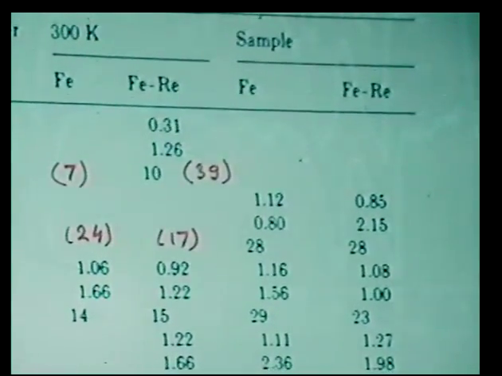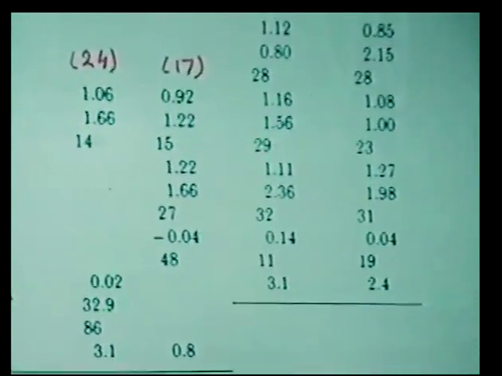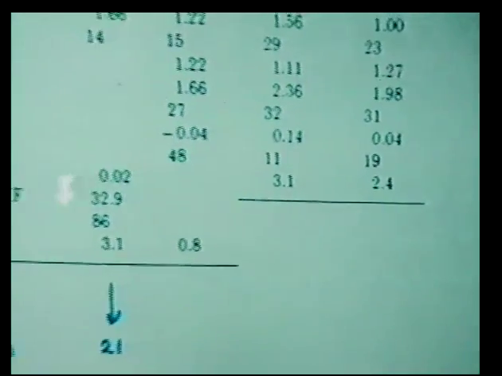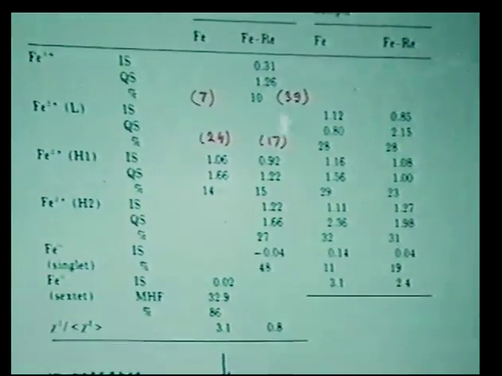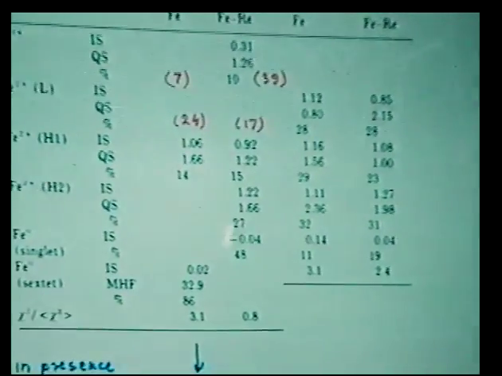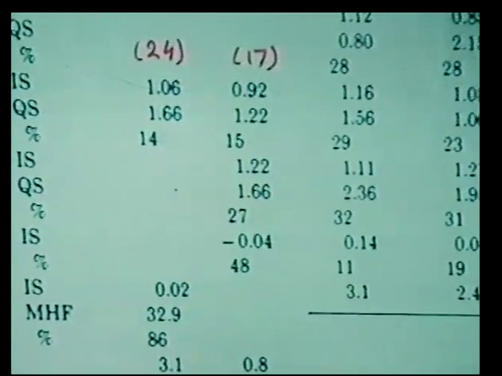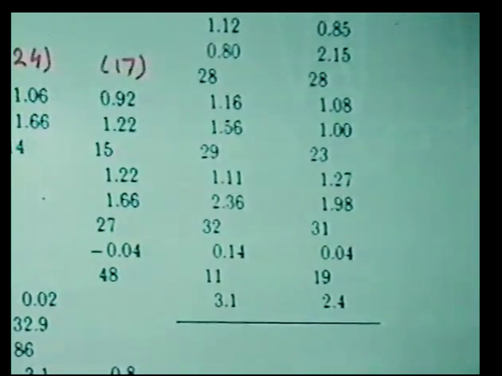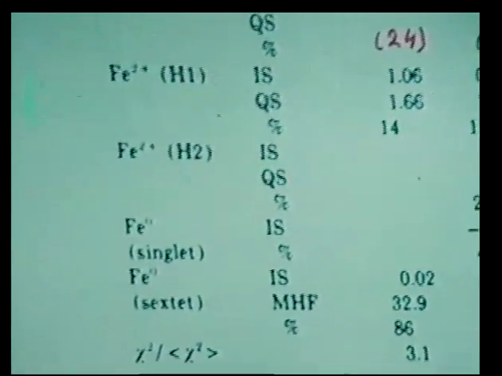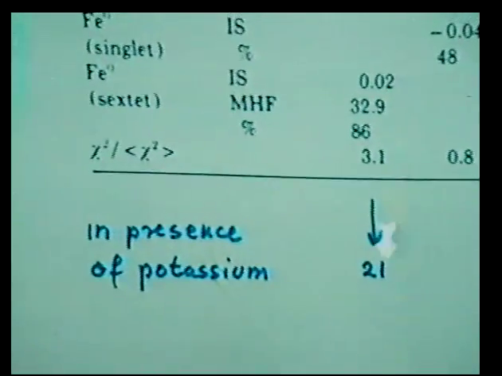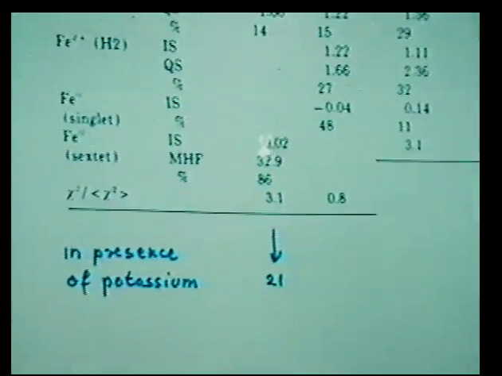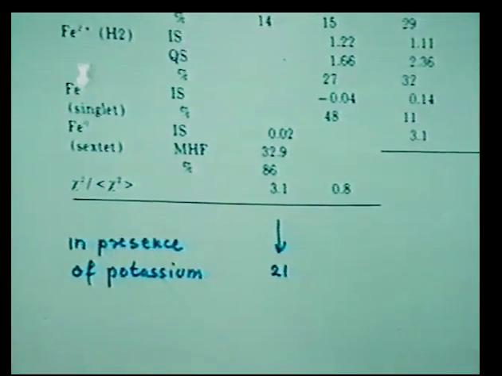Which is the most interesting is that on high temperature reduction, in iron there is 86% in a hyperfine split position, whereas in the case of rhenium, all the iron which is reduced is in a superparamagnetic particle, which means that rhenium can stabilize the small particle here. Now, in presence of potassium, you see this component decreased to 21%, which means that addition of potassium again hinders the reduction of iron into a large particle. So in fact, iron mobility on the surface is stopped by the presence of potassium.